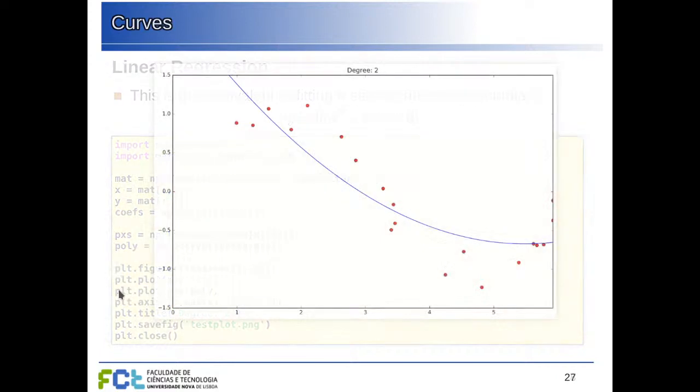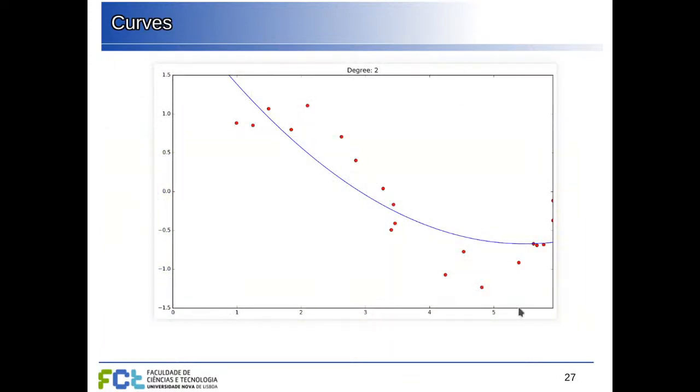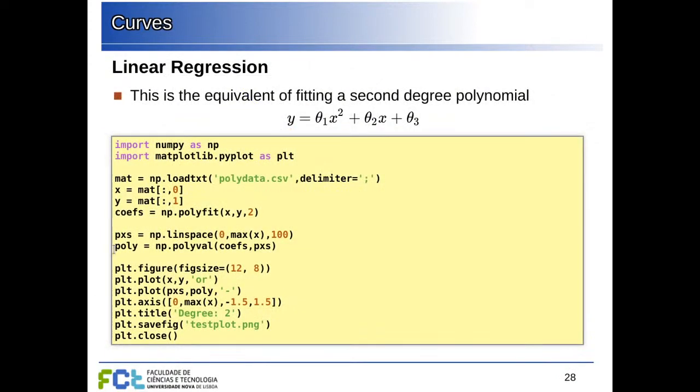And this gives me a set of 100 points here, for which I can compute the y value, giving the same polynomial that I obtained here. So polyfit minimizes the quadratic error and gives me the coefficients for the polynomial. Polyval receives the coefficients of the polynomial and an array with the values of x, and computes the value of y for each value of x. So this is what I use to draw the line here.